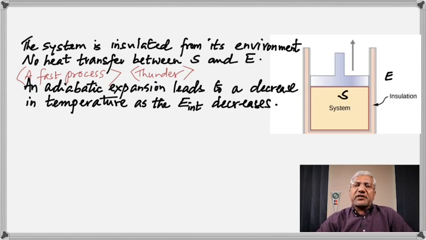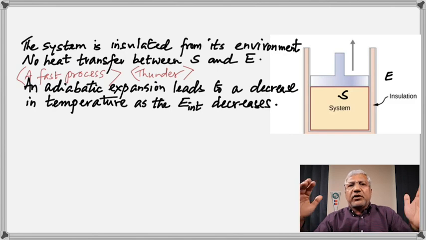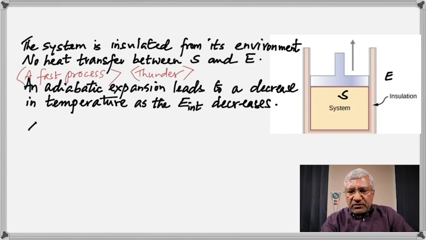It's usually a very fast process. And I've given the example of thunder and lightning. Thunder is adiabatic expansion of the atmospheric air so rapidly that you hear that loud sound. So an adiabatic expansion always leads to a decrease in temperature as the internal energy decreases. So the gas is expanding so fast that it has to use its own internal energy to expand, so its internal energy drops, or in other words, its temperature drops.